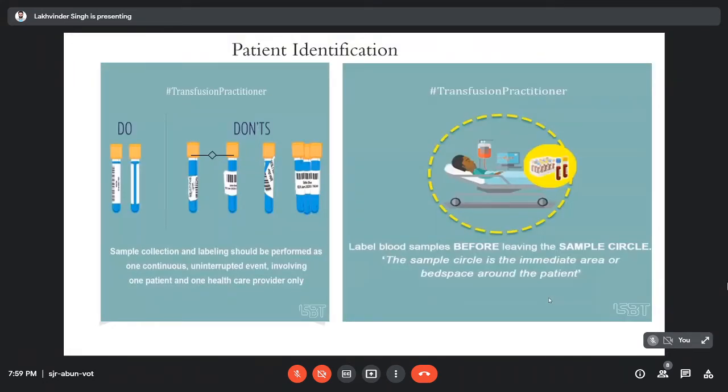So the sample should be labeled properly in a continuous, uninterrupted event. It's not like I've taken the sample, and I label it after doing some gastric lavage or some other procedure. No. If you've taken the sample, immediately label the sample and sign on the sample. It should be an uninterrupted event involving only one patient and one healthcare provider. If one resident is taking a sample, he or she should label the tubes and send the sample to the blood bank. Not like one has taken a sample and the other is filling the form. It should not happen. And you have to label the sample before leaving the sample circle. Like you have to label the sample at the bedside of the patient.